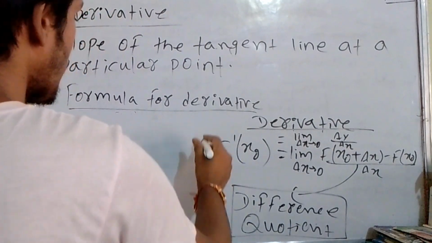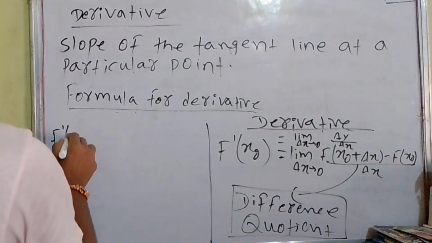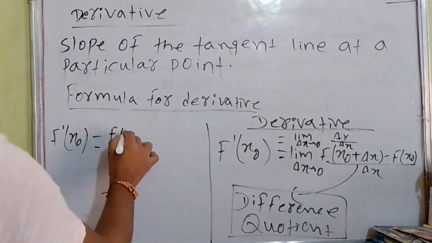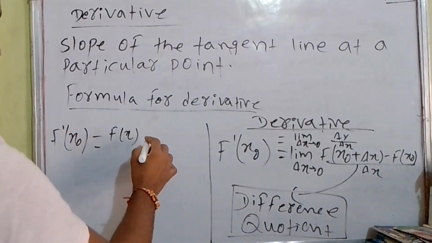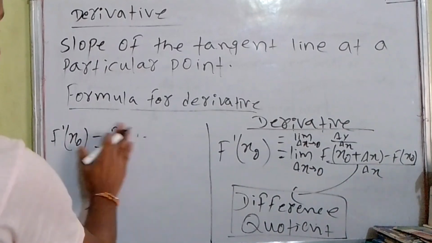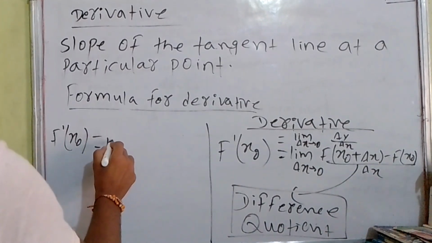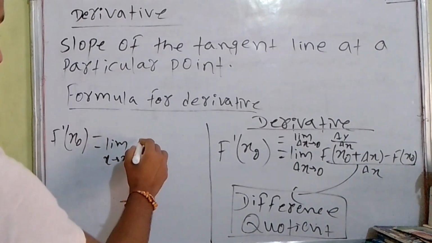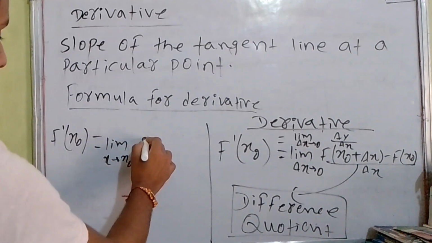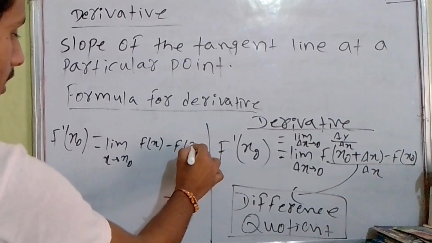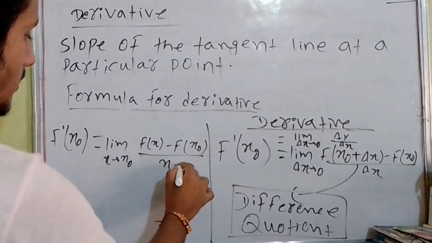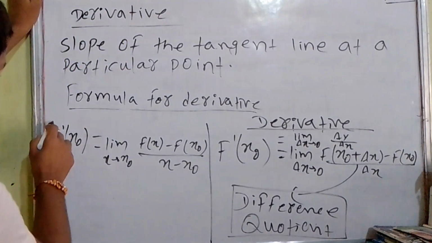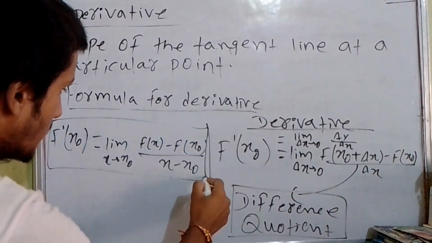That formula is f prime of x naught equals the limit as x goes to x naught of f of x minus f of x naught, divided by x minus x naught. This is the same thing. This is also a formula for the derivative. Does that make sense? How is this also the formula?